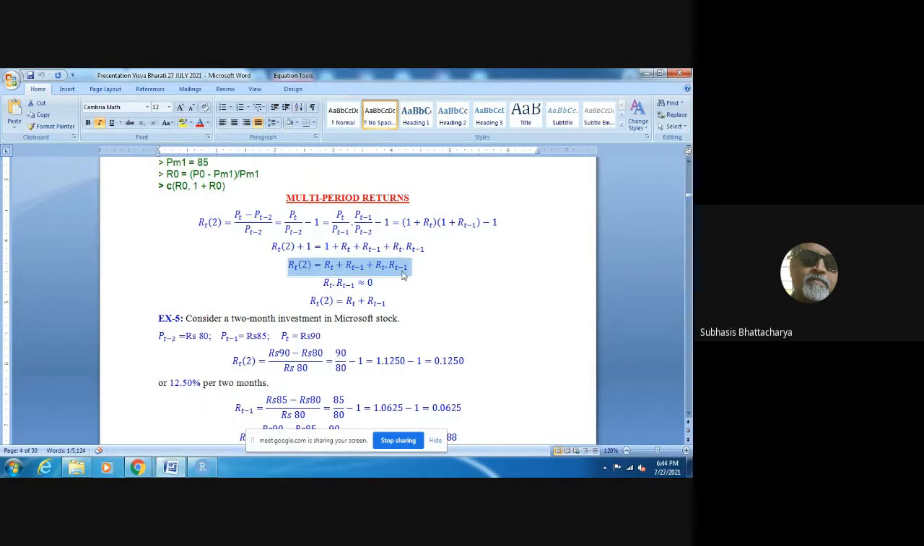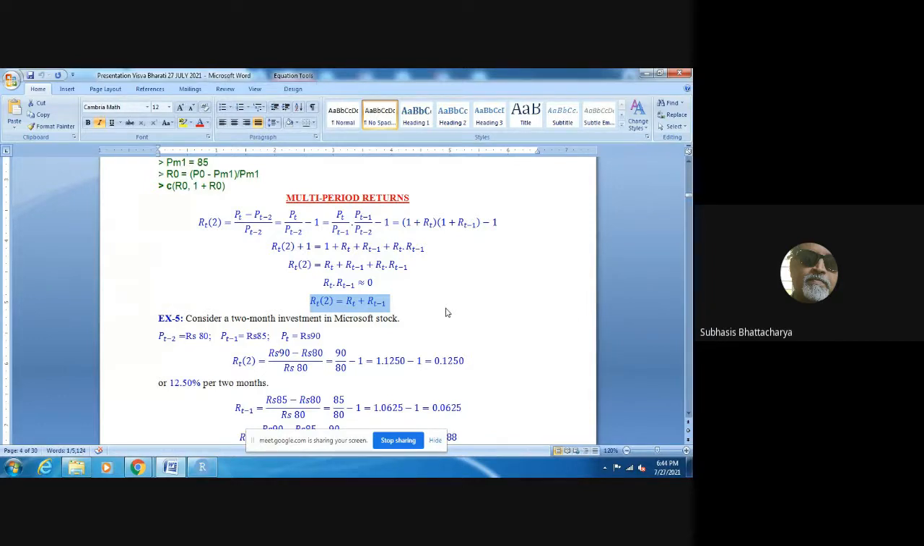Now this is the final relation, with one assumption. If RT is the rate of interest, which is very low, and RT minus 1 is also a very low rate, then the multiplication of these two rates is also close to 0. So we can write this 2-period return as the sum of these two. That means only if these rates are very low is it possible for us to write it in this form.